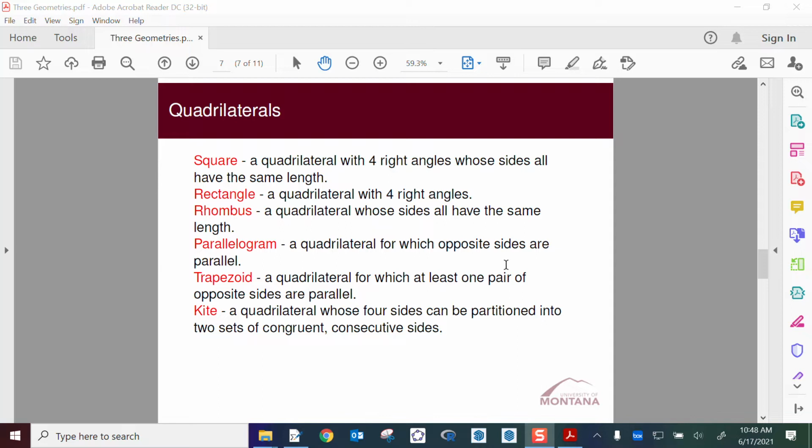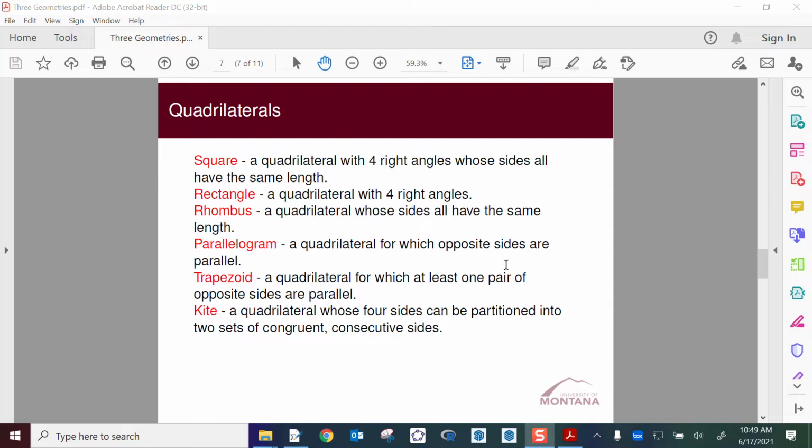A rectangle is defined as just a quadrilateral with four right angles. A rhombus is a quadrilateral whose sides all have the same length, and a parallelogram is a quadrilateral for which opposite sides are parallel. A trapezoid is a quadrilateral for which at least one pair of opposite sides are parallel. And then a kite is a quadrilateral whose four sides can be partitioned into two sets of congruent consecutive sides.